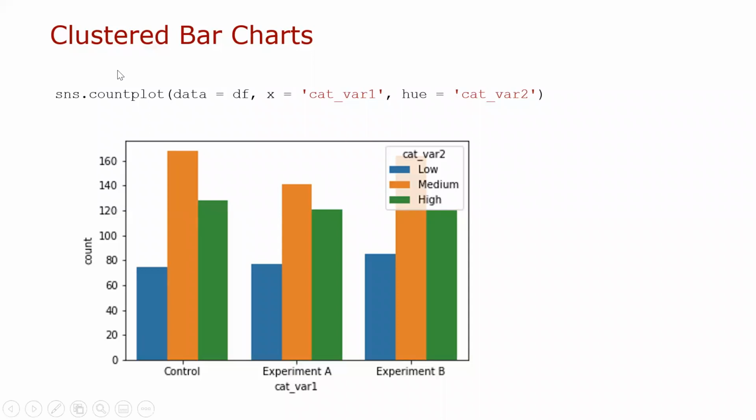So look at this one here. How to draw these? The control, experiment A and experiment B, how do we draw these? All you need to do is use something called a count plot. And what do we have? The X is the category, and the hue is for the count.